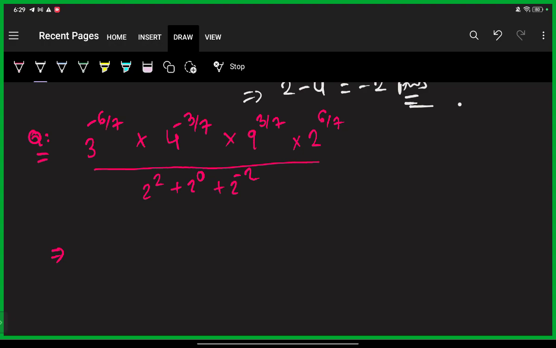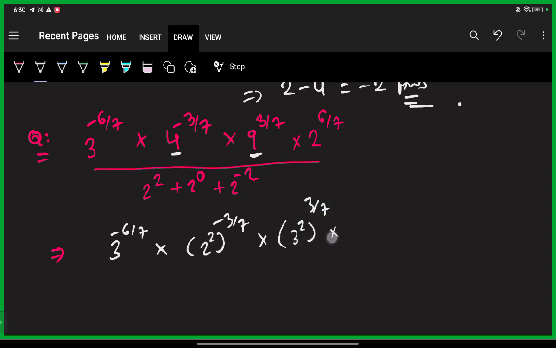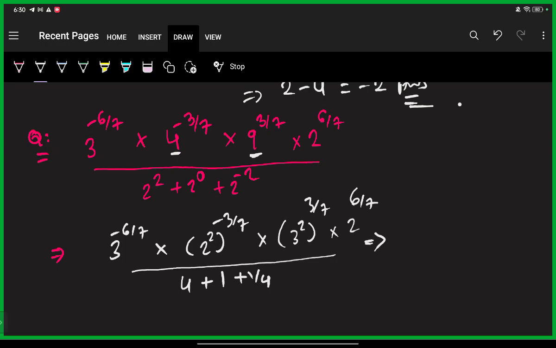So we can write this 9 as 3 square, right? So 3 raised to minus 6 by 7 multiplied by, we can write this 4 as 2 square, right? And this 9 as 3 square. 2 raised to 6 by 7. Divide by 2 square is 4. 2 raised to 0 is 1. And 2 raised to minus 2 is what? 1 by 4, right? Yes or no?